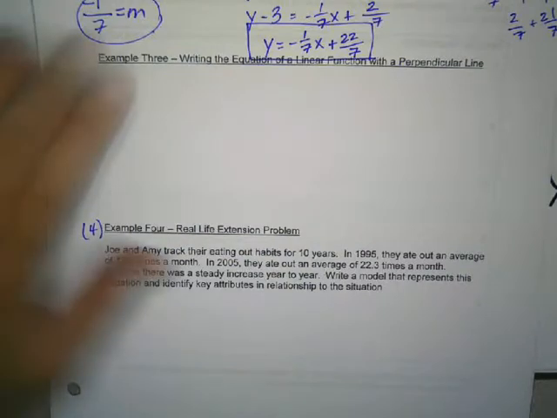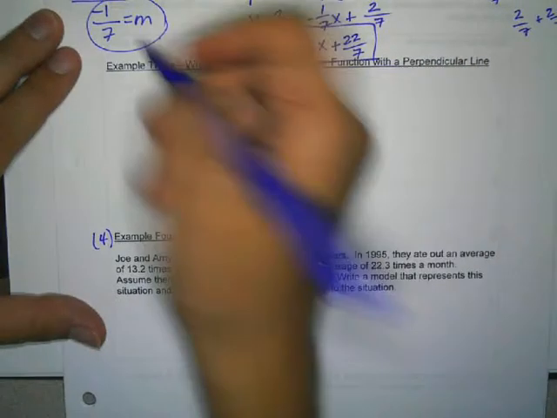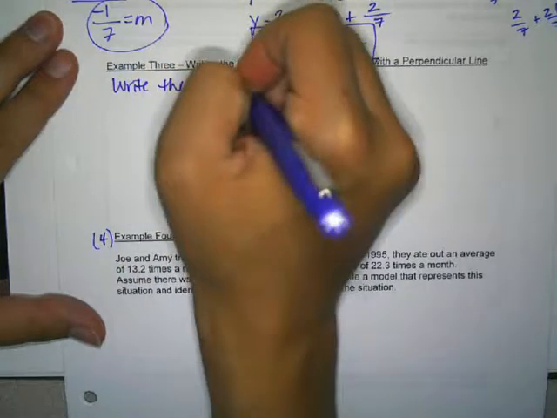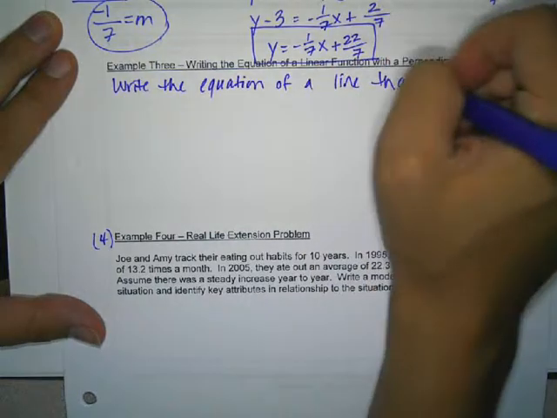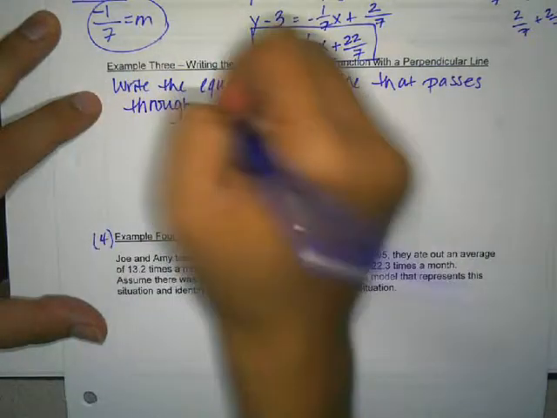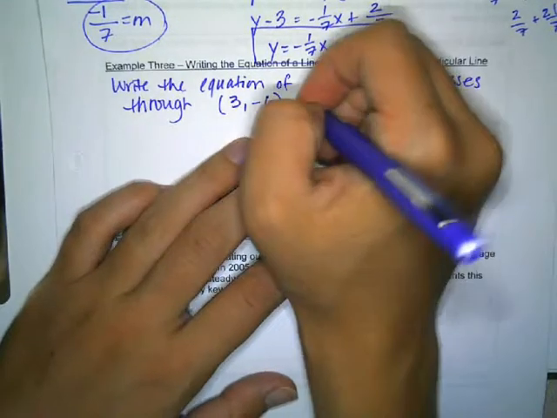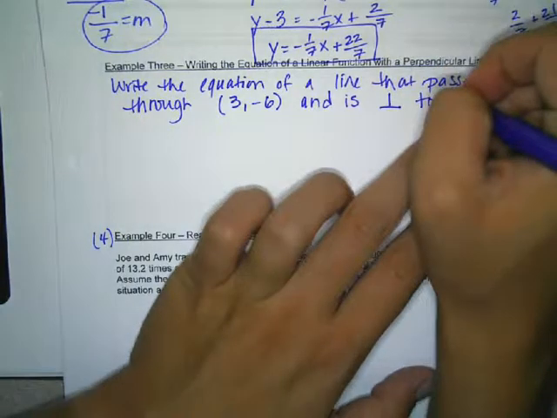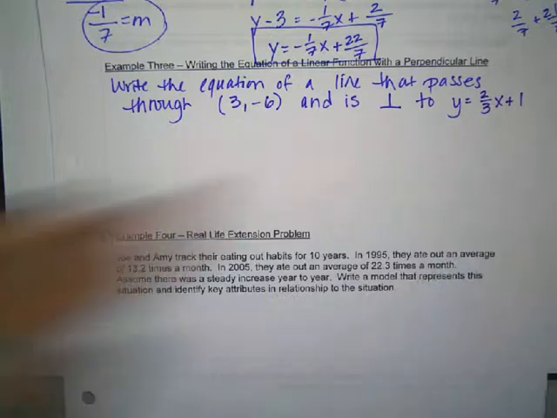Anyway, all right, the other way that you'll see this is writing the equation of a linear function with a perpendicular line. So the information that I'm going to give you is a little bit different. You're going to write the equation of a line that passes through the point (3, -6) and is perpendicular to y equals 2/3 x plus 1.